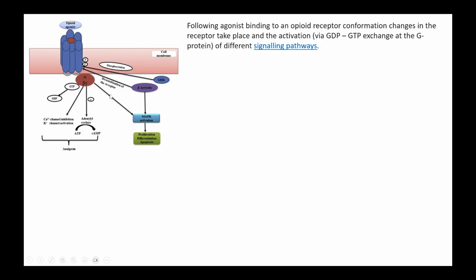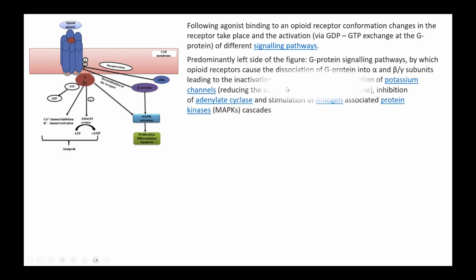You will see the importance of this particular half later. So following agonist binding, this is what I described as the signaling pathway, and this inhibits the inactivation of calcium and activation of potassium channel.